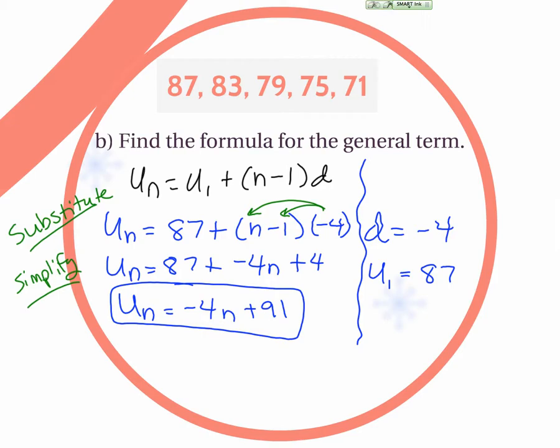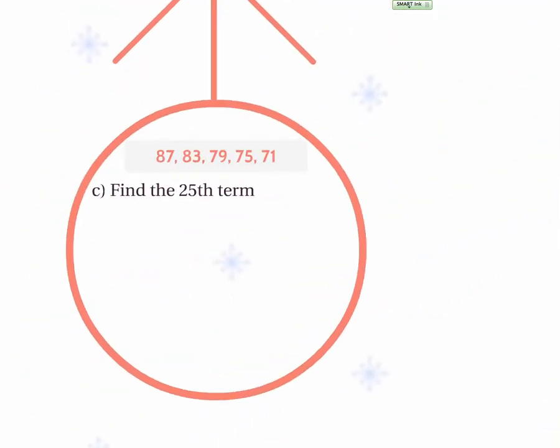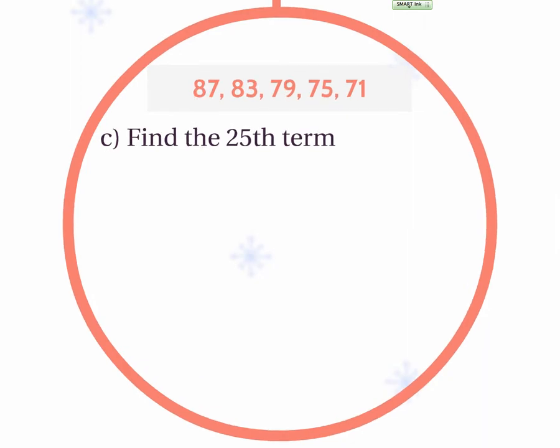Someone check on it. Okay. So same sequence. I shouldn't have erased the general term. Actually, I'll move it up. But we want to find the 25th term. I'm just going to write down what we had already done. We had u sub n equals negative 4n plus 91.